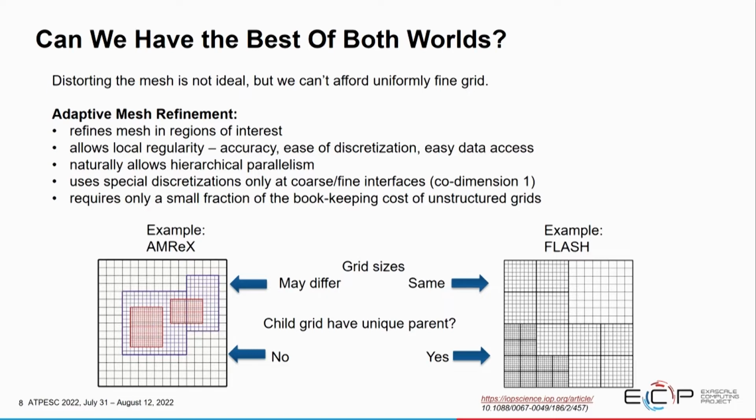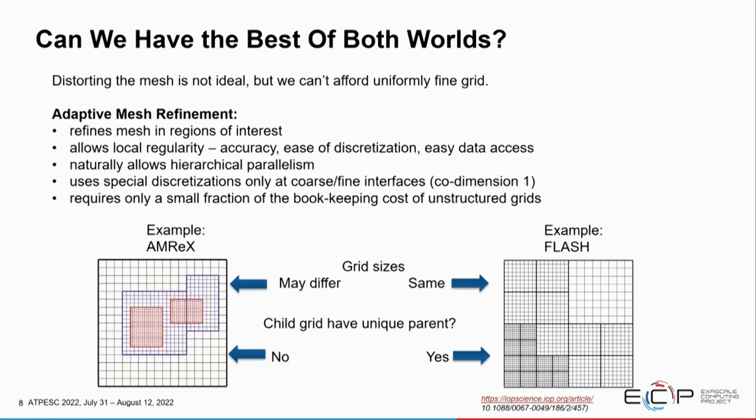When I go from blue to red, it's a factor of 2 refinement. So this would be a very small problem. Within each box, it looks just like a regular grid. You don't know that there's mesh refinement. You're just doing an operation on a nice structured grid, constant delta x. So you've got that accuracy we just talked about, that ease of discretization, and that data access pattern.